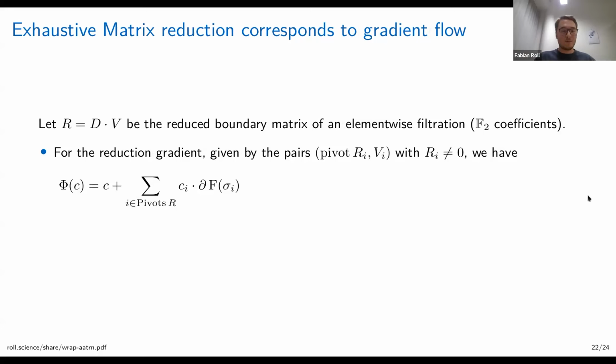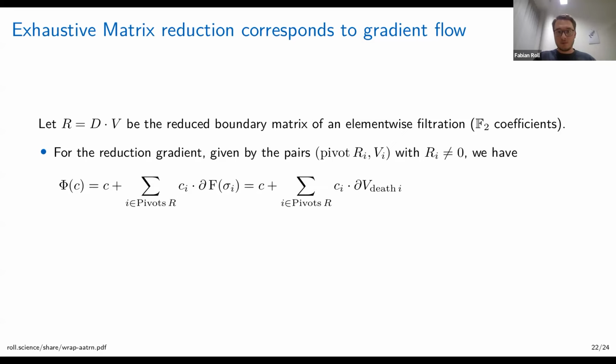Then we can start computing. Let's apply the flow to a cycle. What you get is first the cycle back plus some sum. In this case, we sum over all pivots of the reduced matrix R, take into account the corresponding non-zero entries of the cycle itself, and multiply that with the boundary of f of sigma I. Here sigma I is the birth simplex of this feature.